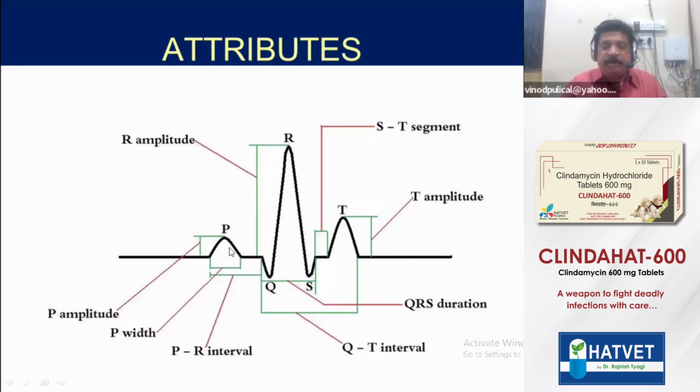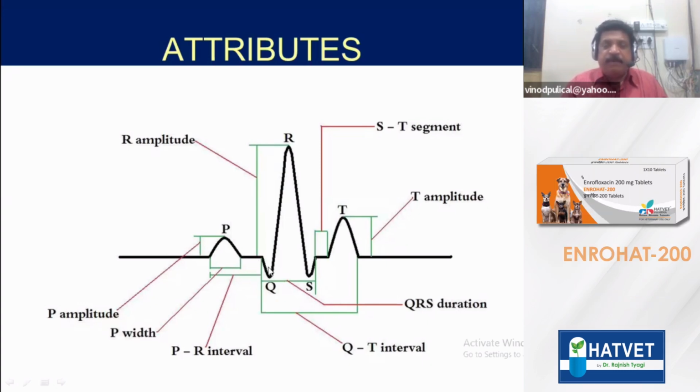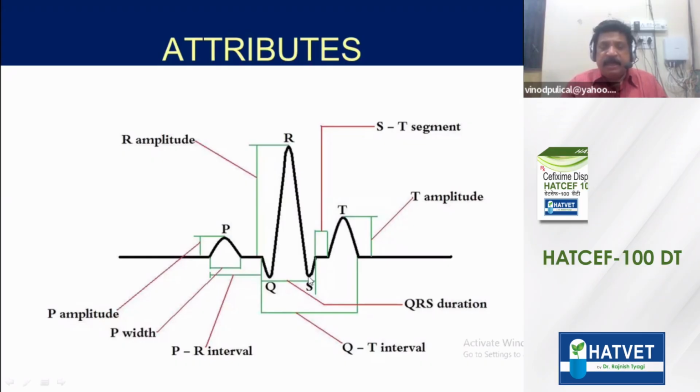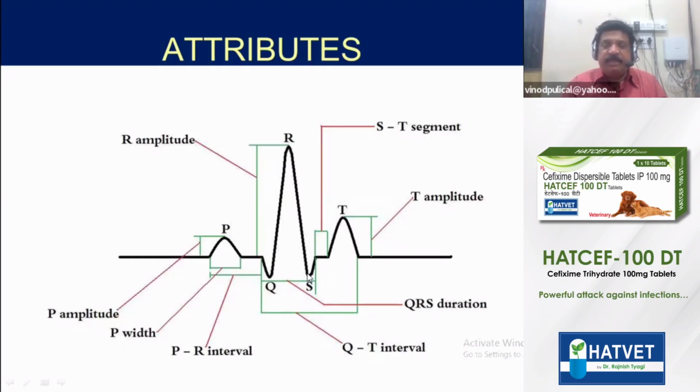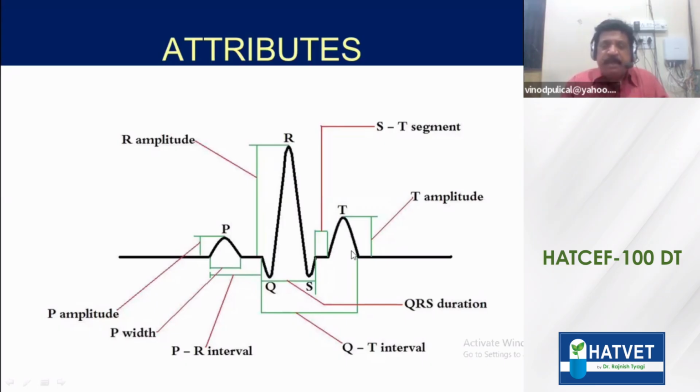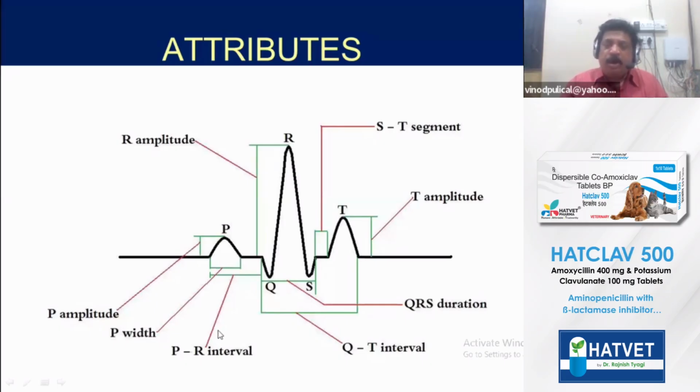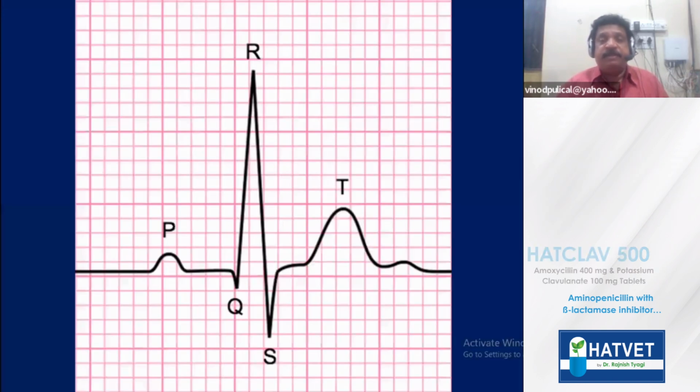So P is a positive wave, after that the PR interval is there, then a Q wave, which is a negative wave. Then you have a big R wave, the R wave amplitude, R wave width. Then after that there is an S wave, which is negative in nature. After that you have an ST segment, and then you have a T wave. There you have the T wave width, T wave amplitude, etc. All these attributes should be studied when we are examining a strip of ECG.